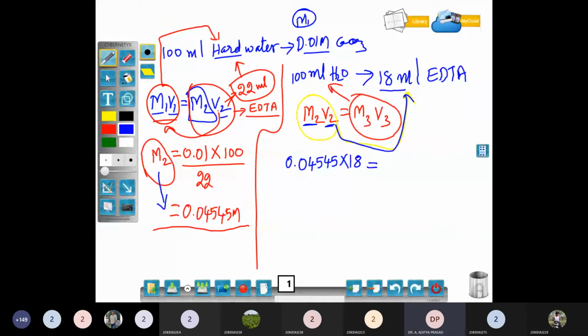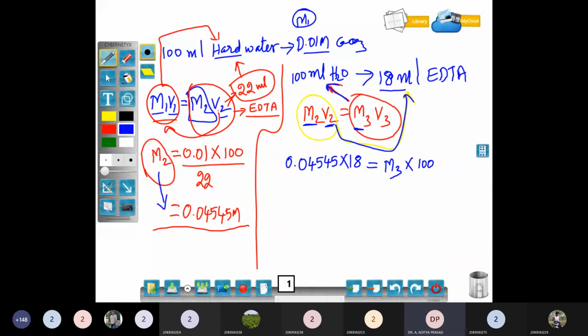18 is equal to what is M3? M3 we need to find out. M3 is the molarity of the 100 ml of water sample, and V3 is 100 ml. Are you able to follow me or not? Yes, sir. Is it clear? Any doubt in this? No, sir.